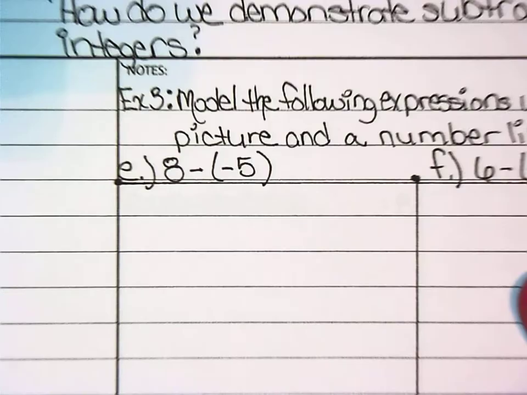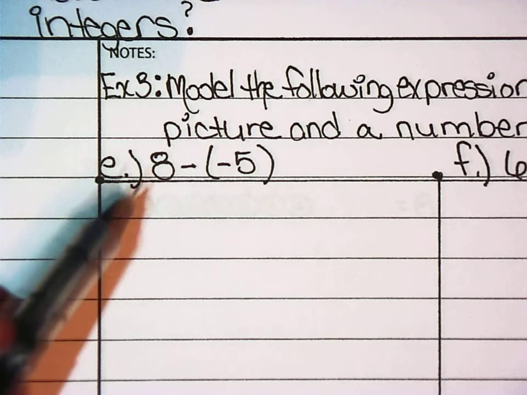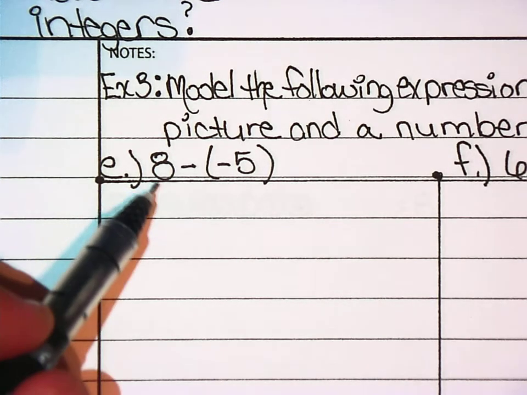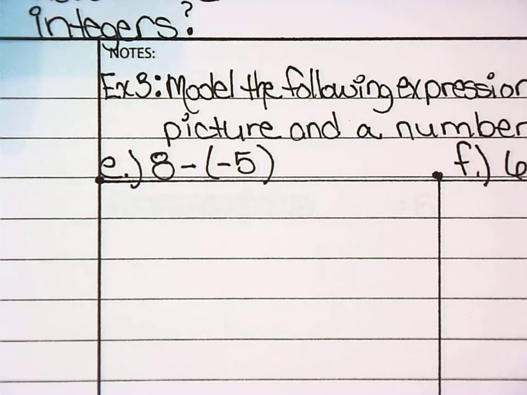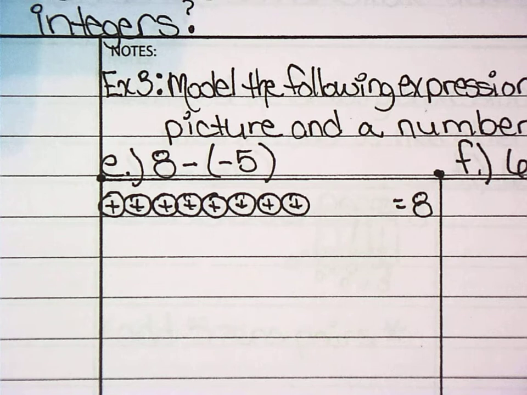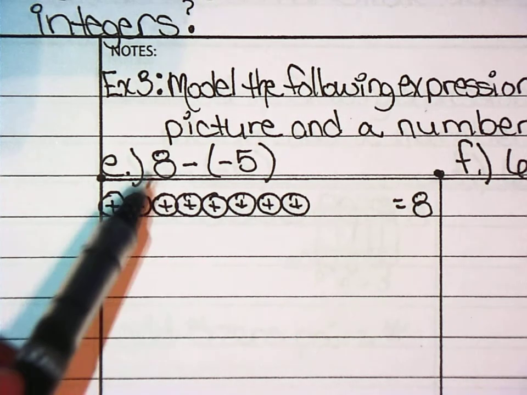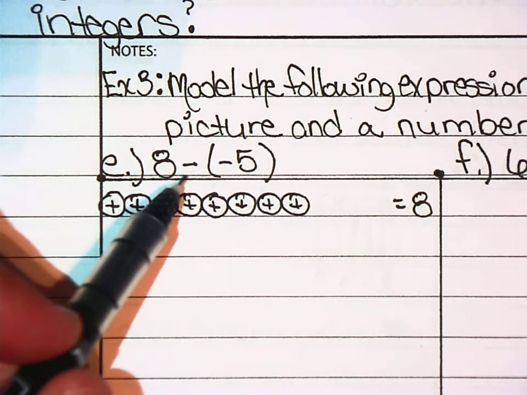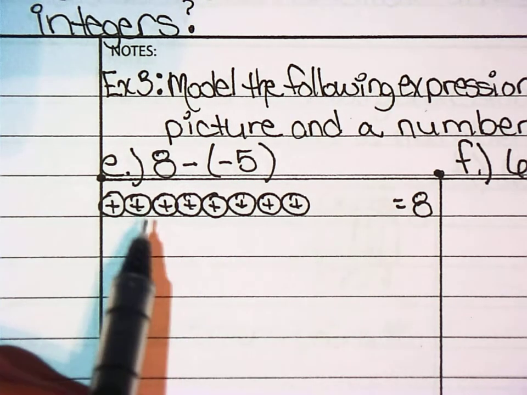So we'll begin using integer chips, or the positive and minus circles, to model this first expression. I'll begin with 8 positive circles because my first number is positive 8. I go ahead and do that, and I get 8 circles all with plus signs in them. Now, the next part of my expression says to take away or subtract 5 negatives, but as we see, there are no negatives in here to be found.